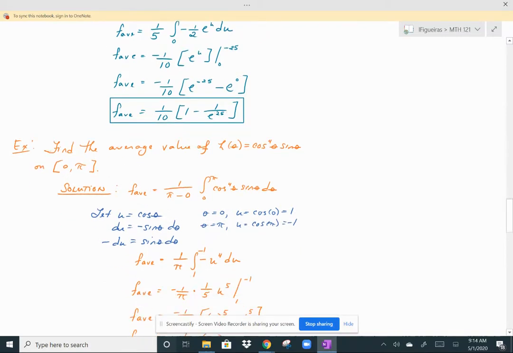So we want to find the average value of h of theta equal to cosine to the 4th of theta times sine of theta on the interval from 0 to pi. This is, again, a product, and one of them is a composite function. The cosine to the 4th of theta is a composite. So here's your average value definition. It's 1 over pi minus 0 times the integral from 0 to pi of your integrand.